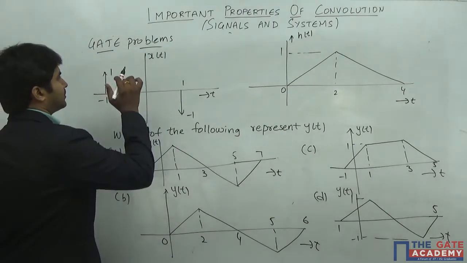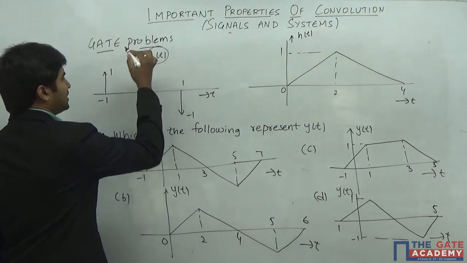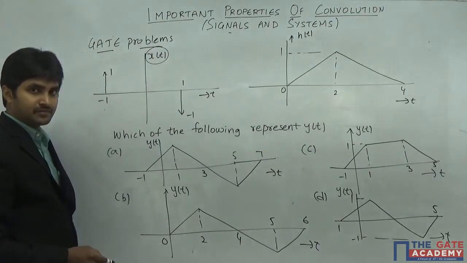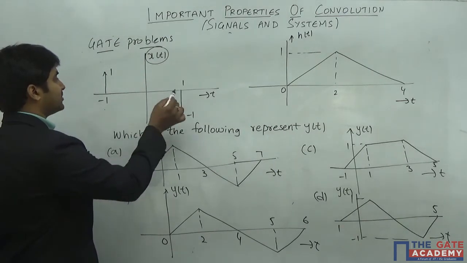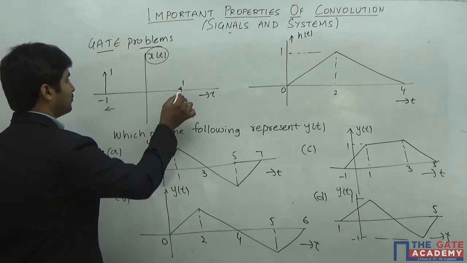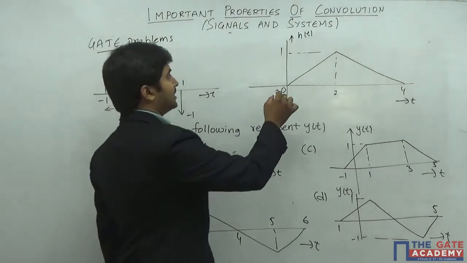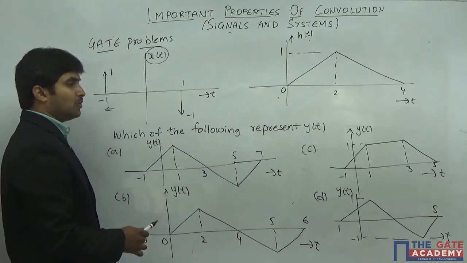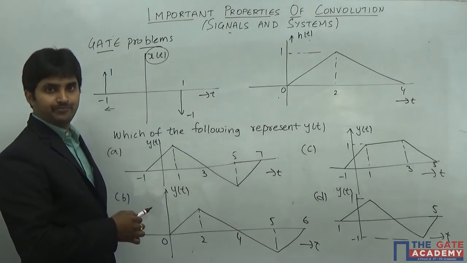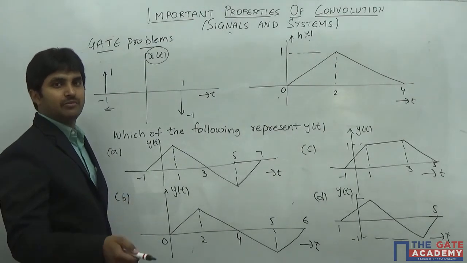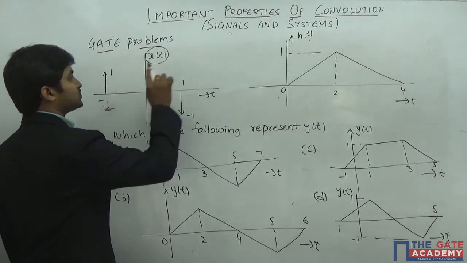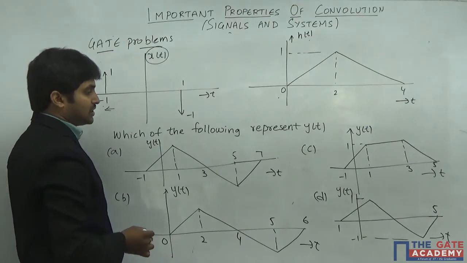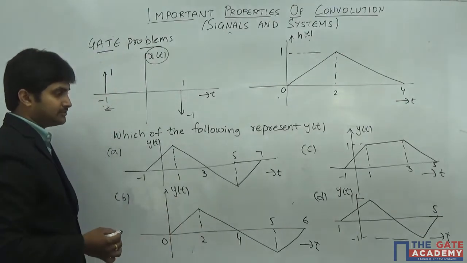See here, x of t has a width from minus 1 to 1. Second thing is that h of t is from 0 to 4. So what should be the lower limit of the output? The lower limit of the output is nothing but the sum of the lower limits of the inputs. So minus 1 plus 0 is going to be minus 1. So it has to start at minus 1.